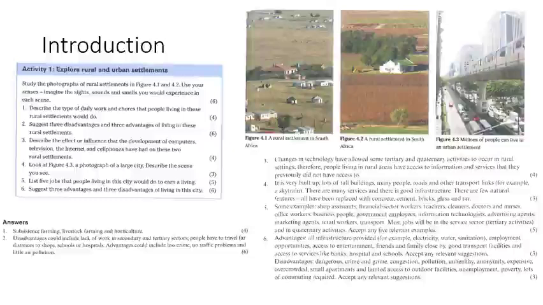There are many services, there's good infrastructure, there's a few natural features, but most of the natural features have been replaced with concrete, cement, bricks, glass, and tar. Question 5, list 5 jobs that people living in the city would do to earn a living.